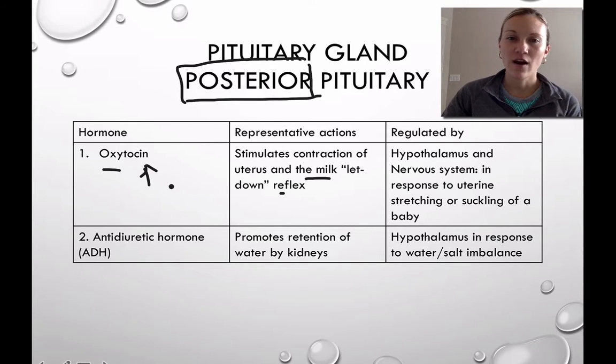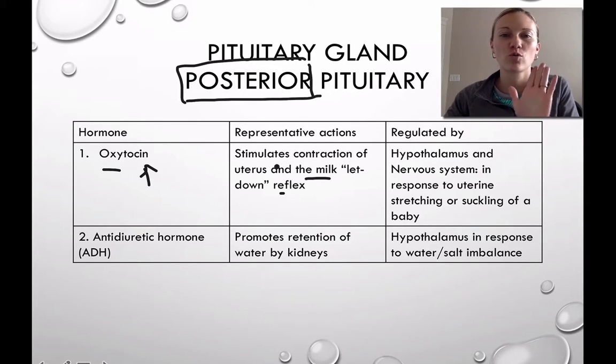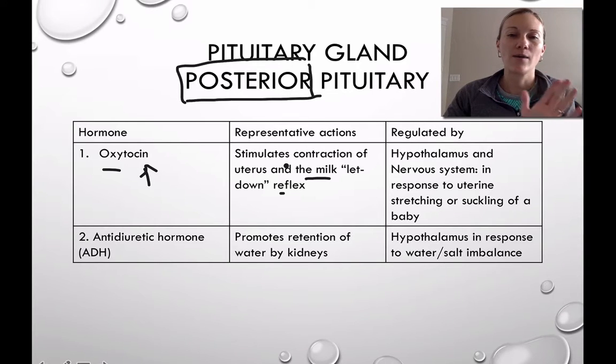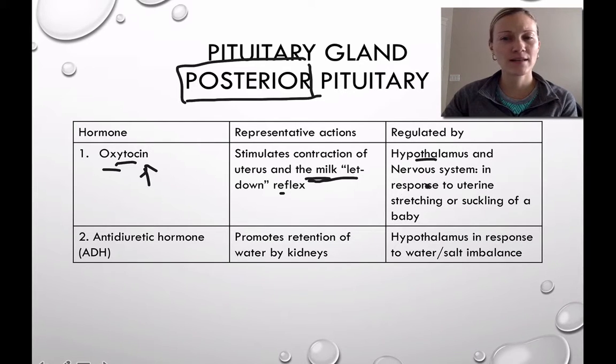That increase in oxytocin will stimulate a contraction of the uterus, which basically will push the baby further towards the vaginal walls into the cervix, and from there, the stimuli will increase based on the oxytocin. After the baby is born, oxytocin will be used for the milk letdown reflex. So it's regulated by a lot of different things: the hypothalamus, and it also responds to uterine stretching as well as suckling of a baby.